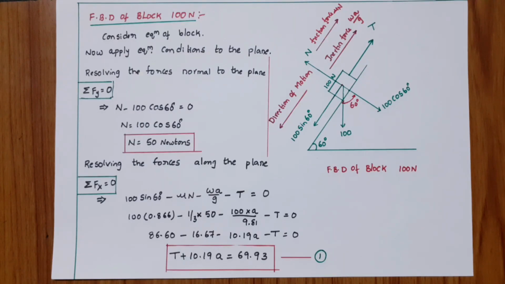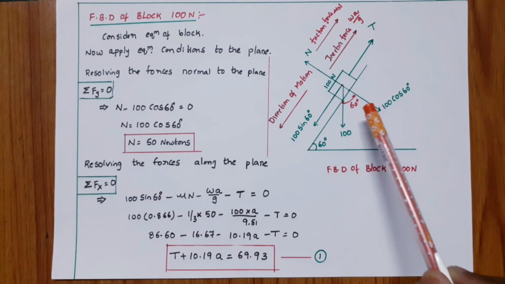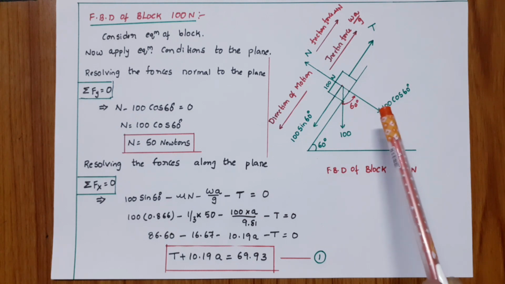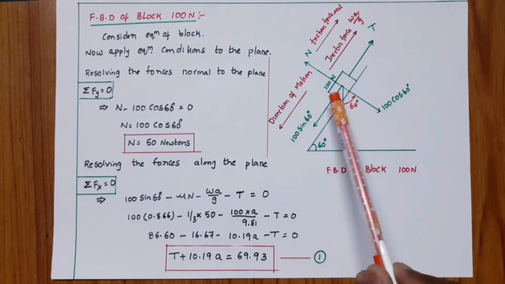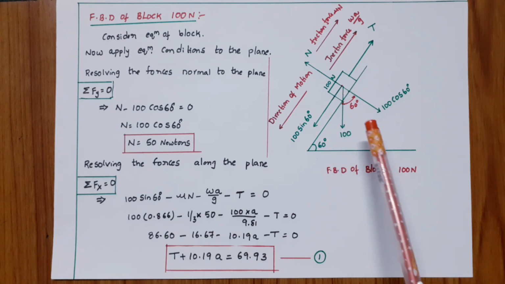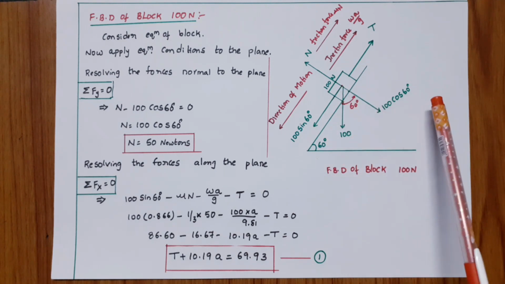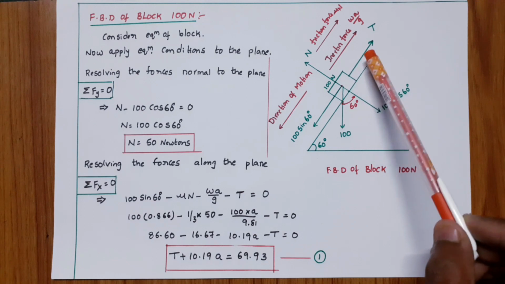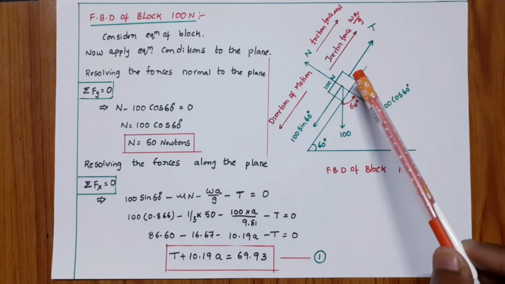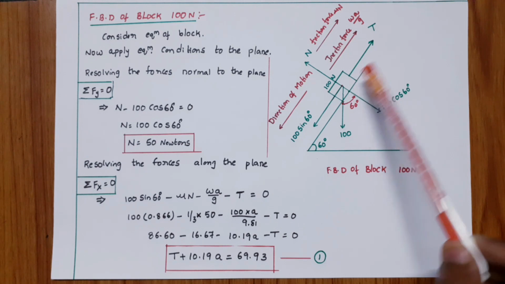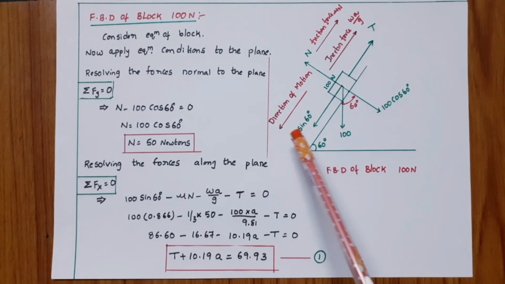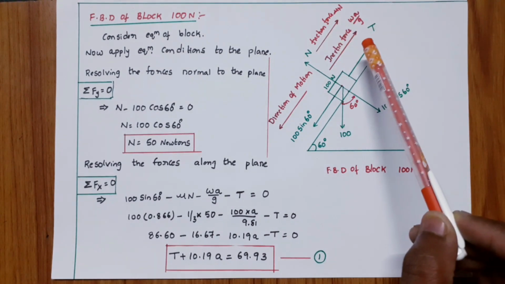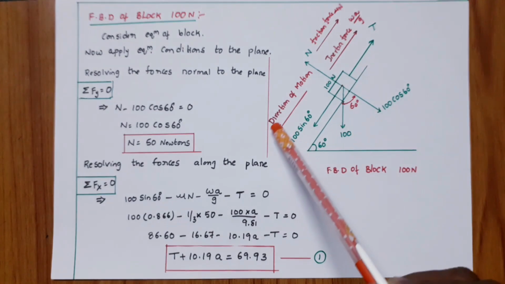Now the FBD of the 100 Newton block. This is the block of 100 Newton. At the contact between the plane and the block, a normal reaction is generated. The weight of the block, 100 Newton, acts downwards. The component normal to the plane is 100 cos 60. The component along the plane is 100 sin 60. This is the string. The tension of the string always acts away from the block, so the tension acts upwards. The direction of motion is downwards. The friction force and inertia force act upwards, always opposite to the direction of motion.